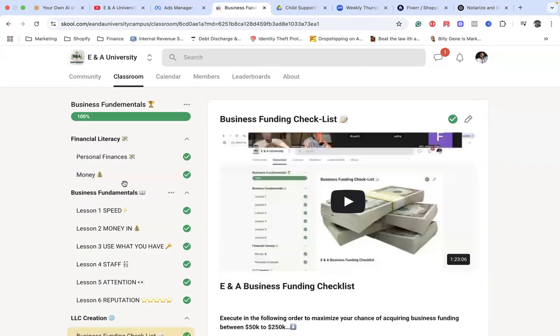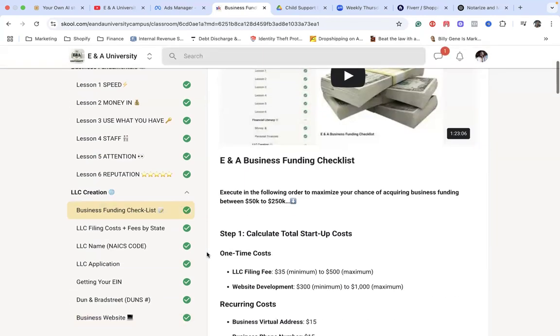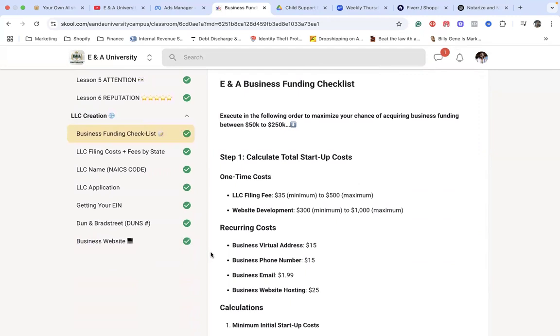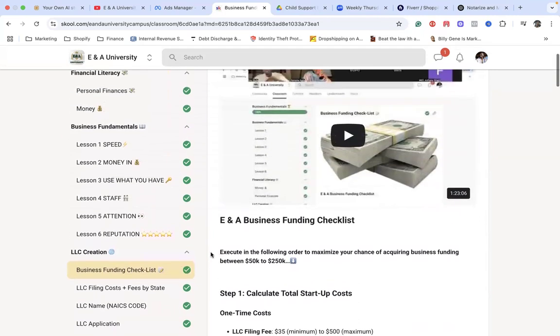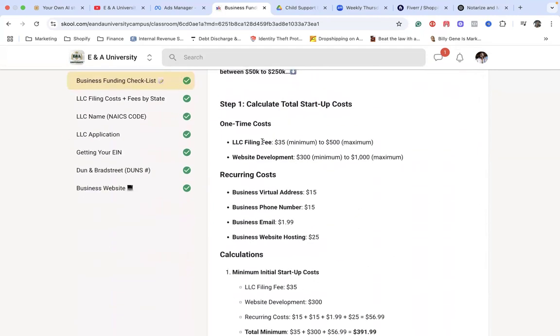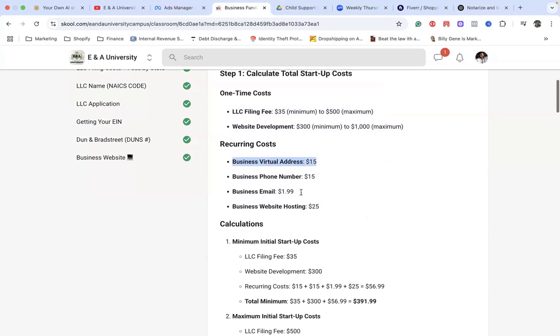So in your particular case, because you want to start an LLC, this will be a great place for you to start in the business fundamental checklist, because not only am I giving people an idea of the potential costs, right? A lot of people go into thinking about starting a business, they don't even know what they need to save up, they don't know what they need to have set aside. So this is going to give people a really solid idea on how much it'll cost them. So from getting a virtual business address, which you will need, business email, web hosting, etc.